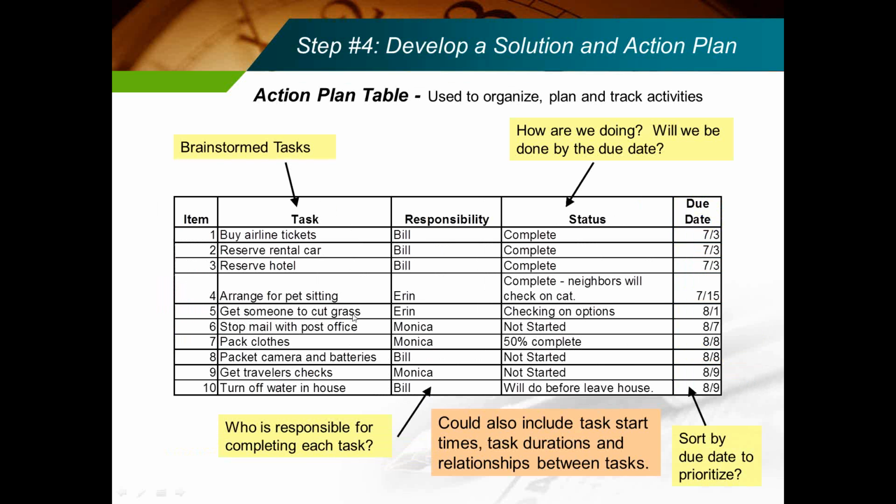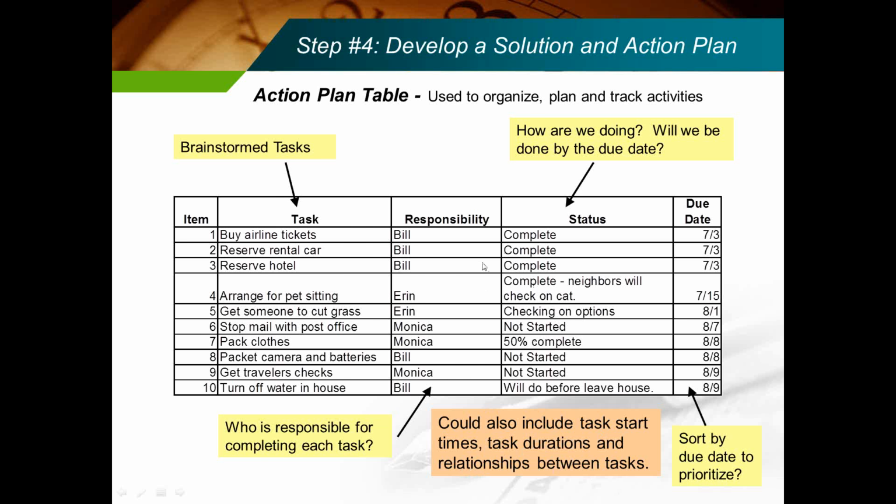Once you've come up with what you want to do, you create an action plan, and this is a standard action plan for, I'd say, any type of project. You've got a task, who's responsible, what the status is, what will be done by the due date, and then a due date. Other things that could be included in an action plan could include task start times, task durations, and relationships between tasks. And you start getting into more project planning.